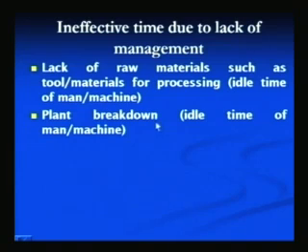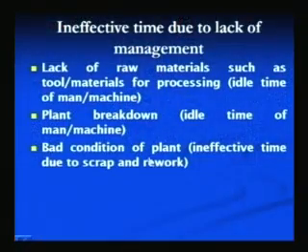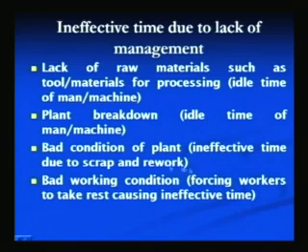Plant breakdown is another factor. If during the operation the plant is not made available, then it will lead to idle time of the man and machine. And the bad condition of the plant leads to imperfect production of the product, meaning whatever is being manufactured may not be of the required quality. Reduced quality of the product due to the bad condition of the plant itself can lead to significant scrap and rework requirements, which will again lead to ineffective time.